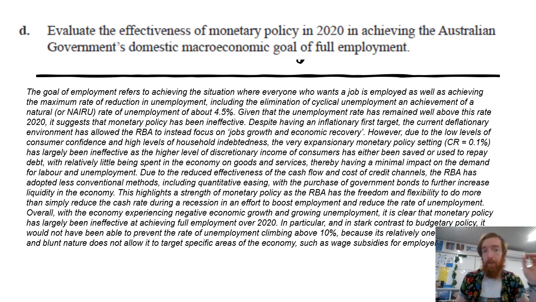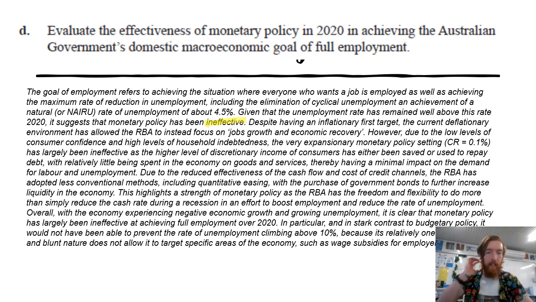So the goal of full employment refers to achieving a situation where everyone who wants a job is employed, as well as achieving the maximum rate of reduction in unemployment, including the elimination of cyclical unemployment, achievement of natural or NAIRU rate of unemployment of 4.5%. Given that the unemployment rate has remained well above this rate in 2020, it suggests that monetary policy has been ineffective. So they've done a little bit of an evaluation already because they've said ineffective.